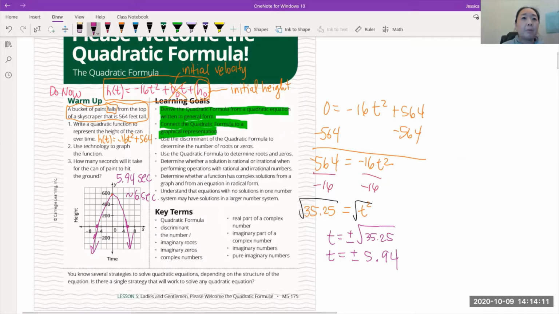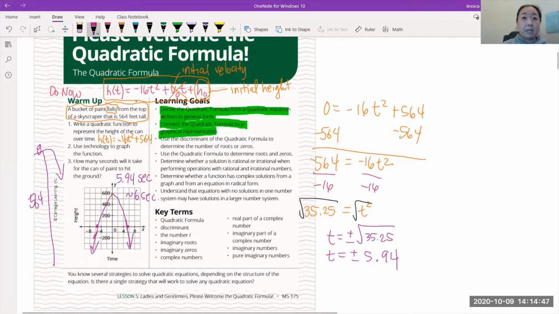Right here, we have a bucket of paint that falls from the top of a skyscraper that is 564 feet tall. And this is an actual equation that is used by people in general if they're looking for speed, like CSI, if you're doing stuff like that, right? So this is the basic equation for that. If you're at a building this high, we know that this is 564 feet high. Here's the bucket of paint, and it's going to fall, right? Boom, like that. So this is the formula for the height at any given time.